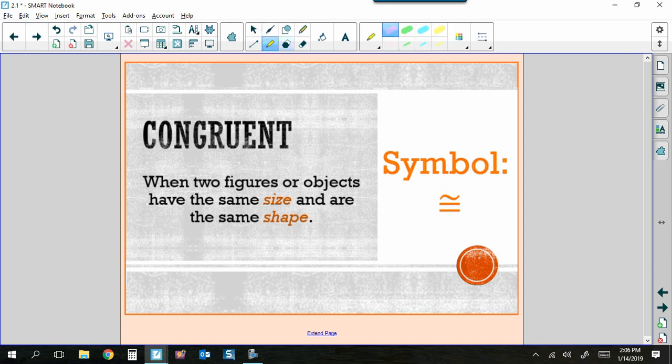You are going to see the symbol a lot. It's right here. Please make sure you have that. It is an equal sign with a little squiggly line over the top of it. That is the symbol for congruence. When we are talking about congruence, you are saying that you have two same shapes, same size.